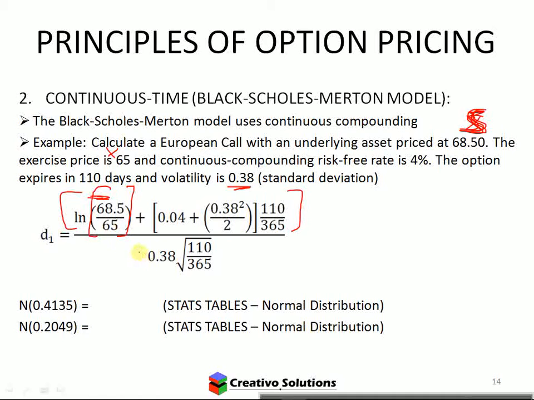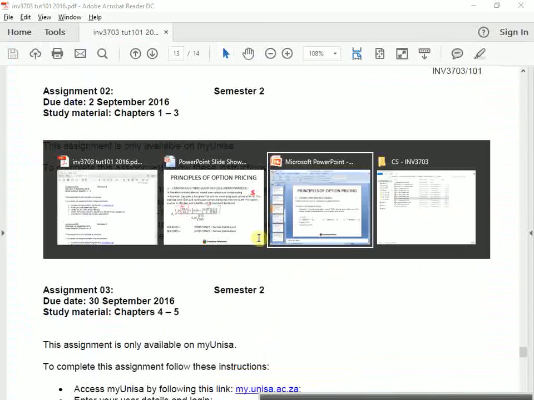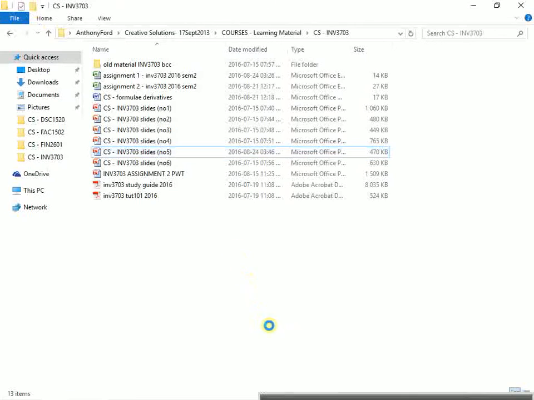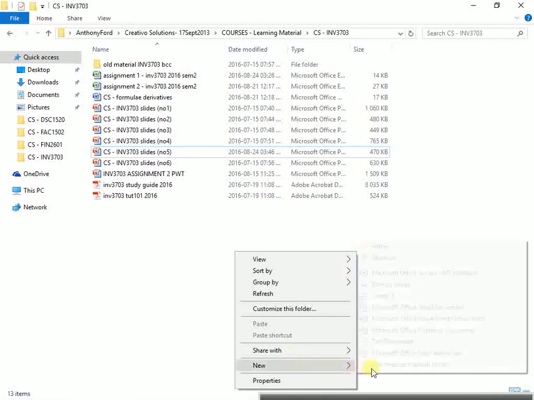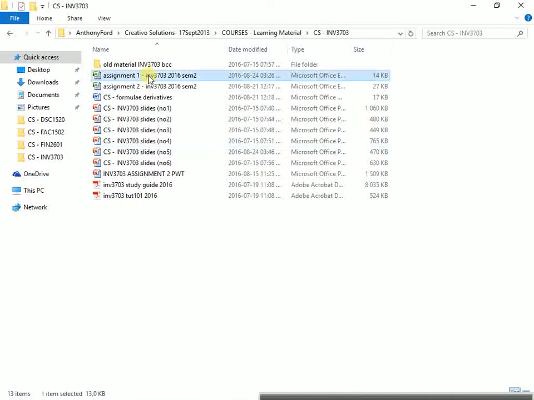No, it shouldn't. Where's my calculator? Don't have it here. Let me use the Excel then. If I do it backwards, I just say 68.5 divided by 65 and then I get 1.15. But you're getting a value. I am. So let's do it here.